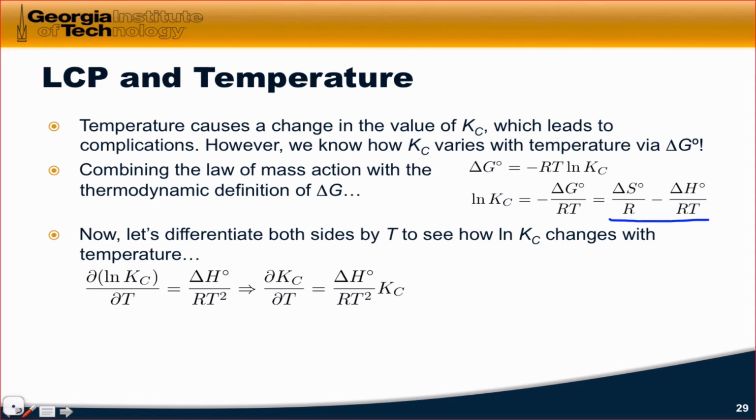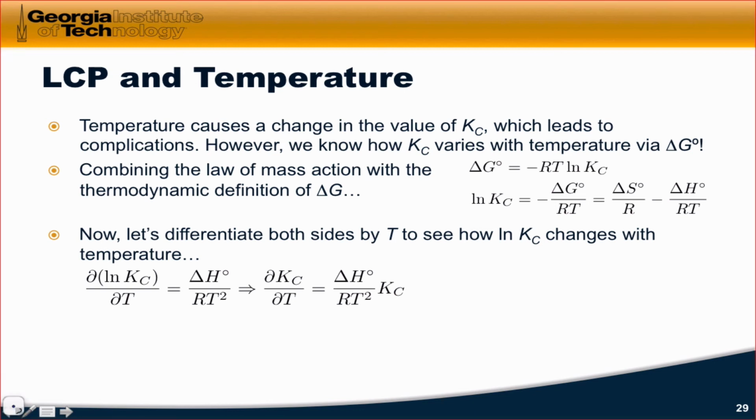This delta S over R simply drops out since there's no temperature in there, and differentiating the second term amounts to differentiating negative C1 over T, which is going to give us positive C1 over T squared. And so the derivative of the natural log of K with respect to T is equal to delta H over R, this is that positive C1 in the derivation over here on the right, divided by T squared.